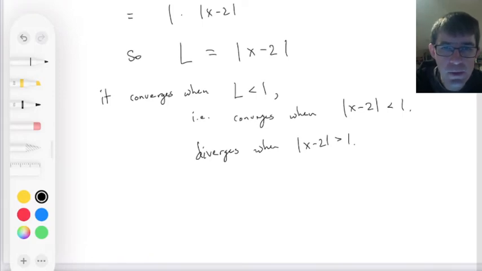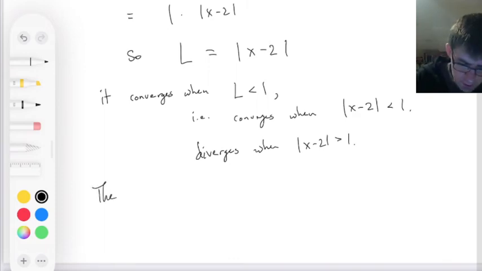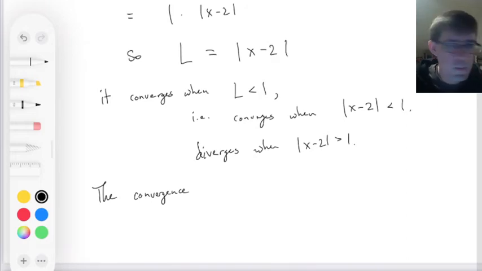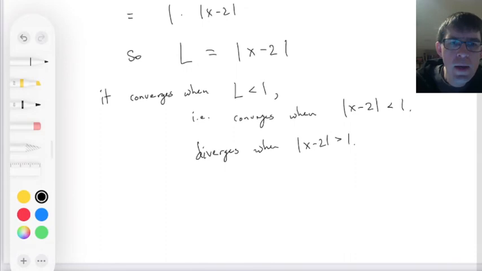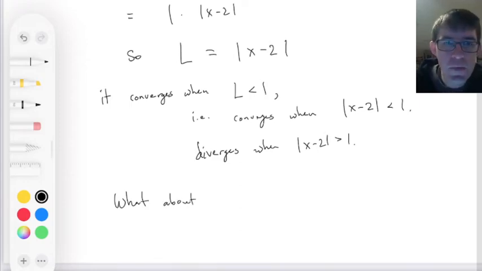I asked you to say for which x values does it converge and for which x values does it diverge. We can actually illustrate this in a different way. Actually, sorry, before I say this, I'm not going to try to illustrate it in a different way. What about when absolute value x minus 2 equals 1? Actually, we have not yet determined if it converges or not in that situation.